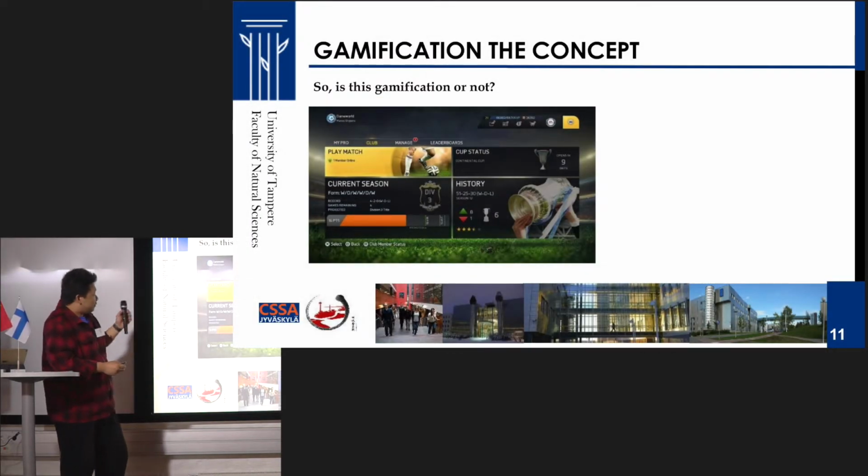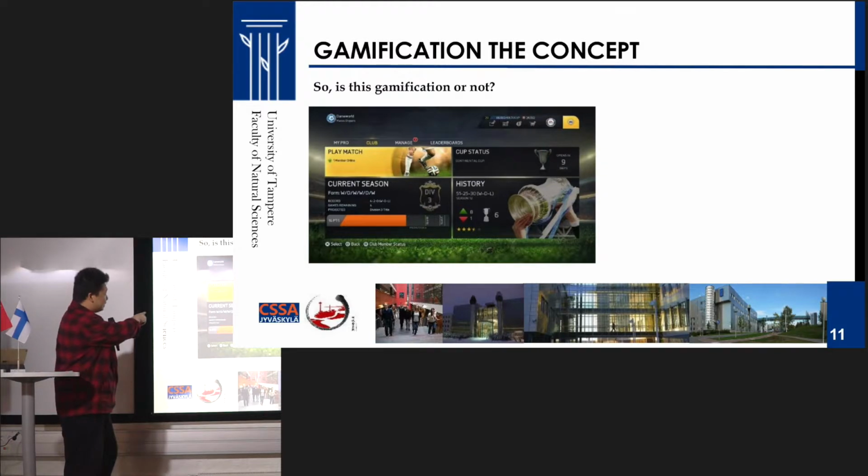And what about this? This is FIFA 2016, I think. This is the Ultimate Team game. You play FIFA, the football game there, and you have a league, and you have points, and you get promoted from League 3 maybe to League 2 when you win the game. So do you think this is gamification? It's a game. It's just a game.